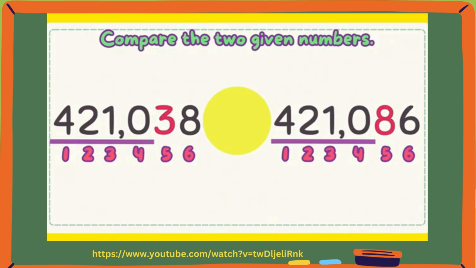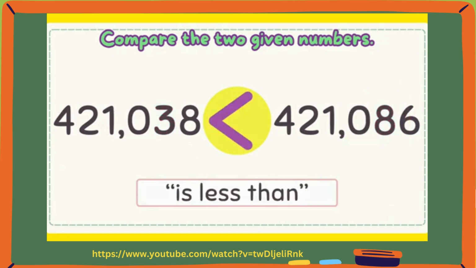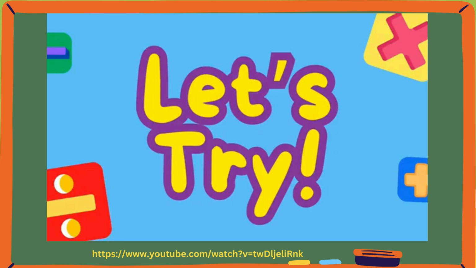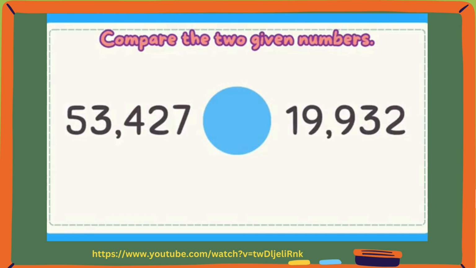Another one. Since they have the same number of digits, and the first 4 digits are the same, move on to the next place value, 3 and 8. And since 8 is greater than 3, that means 421,038 is less than 421,086. Let's try. Compare the two given numbers.